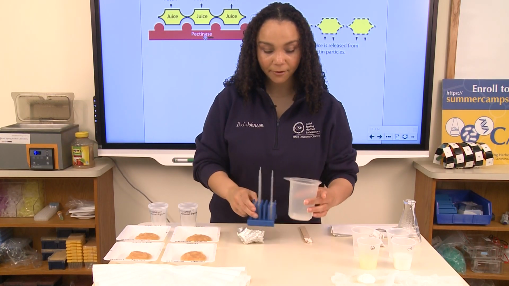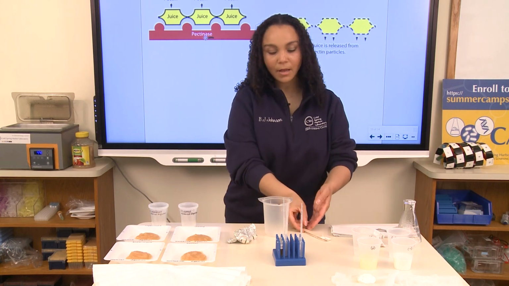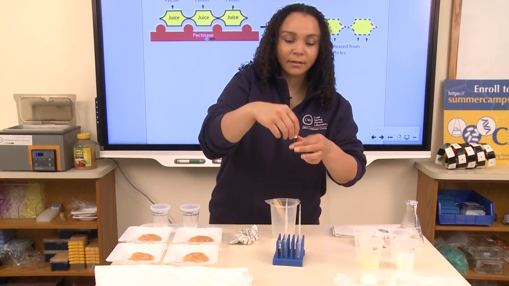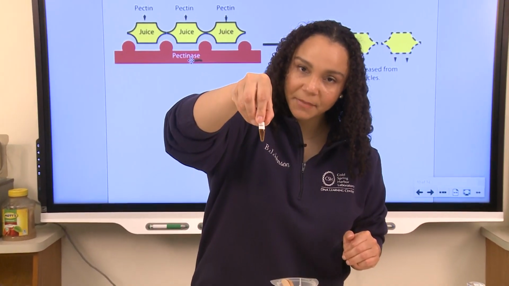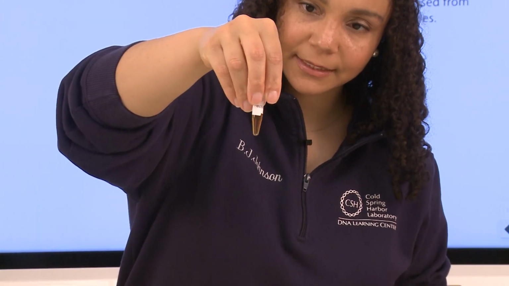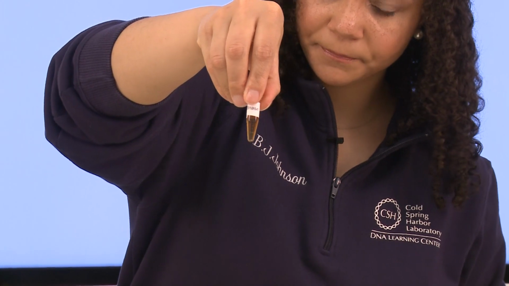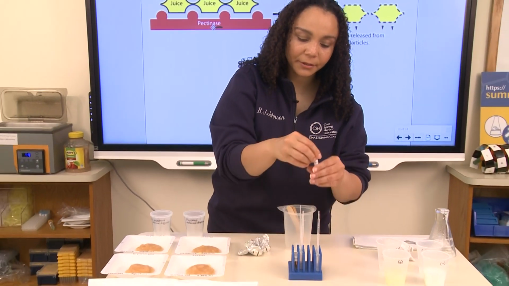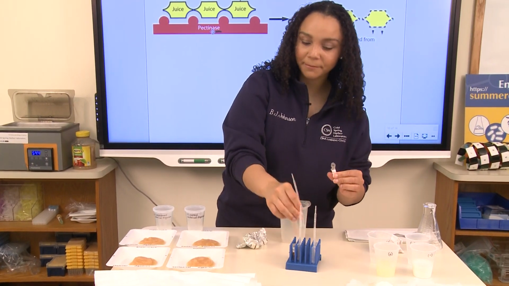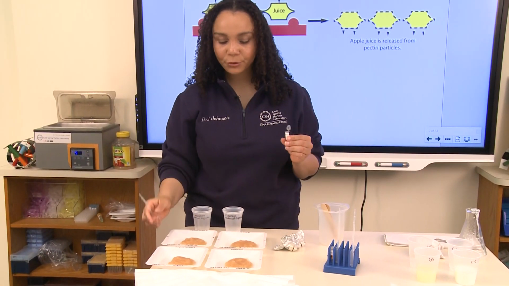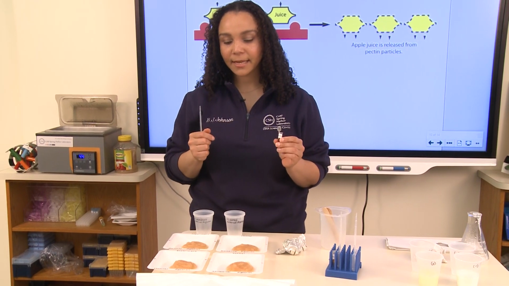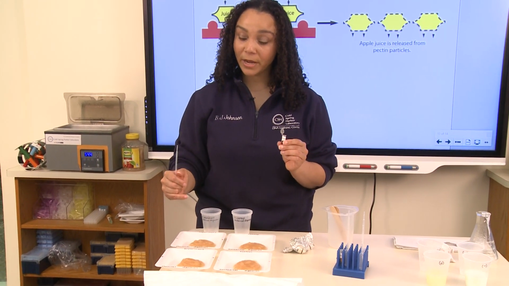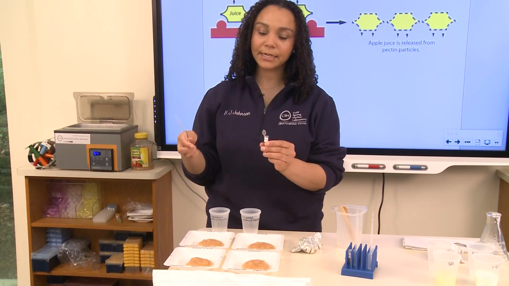On this side of my rack, I have Pectinase. And Pectinase is the enzyme that breaks up the pectin from apples. So what I'm going to do is I'm going to use a dropper, and I'm going to drop the Pectinase into my plus weigh boats, which are for chemical digestion.